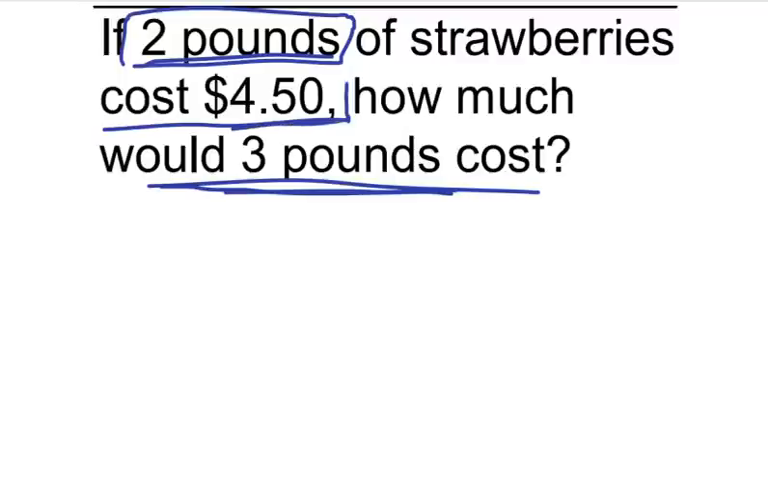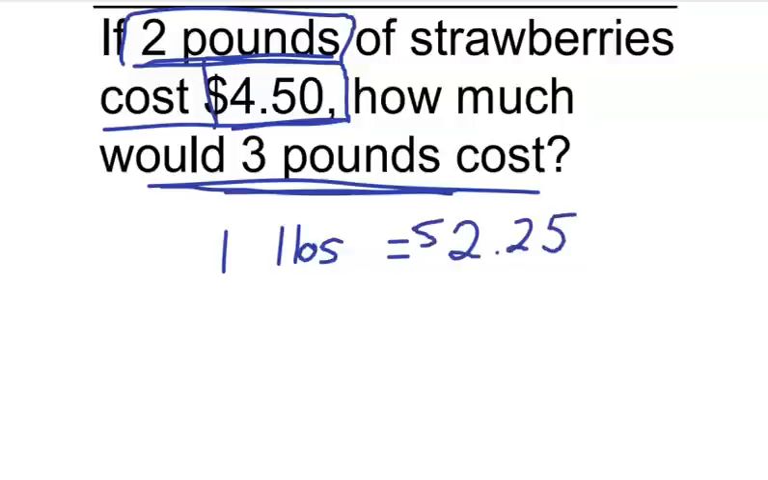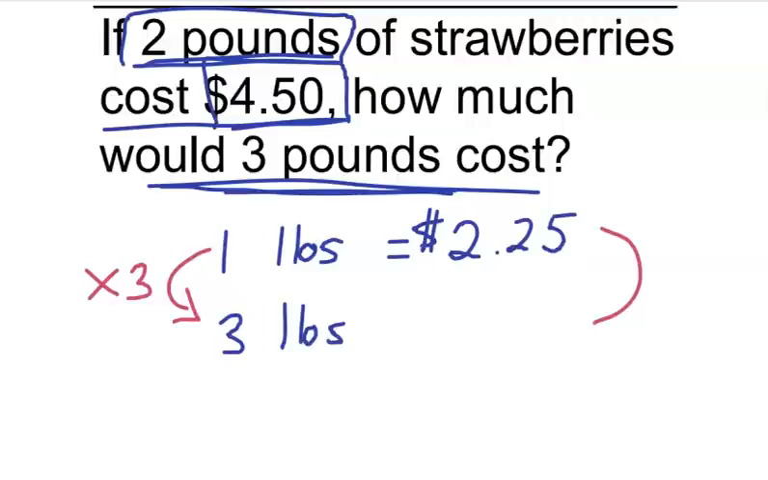Well, if 2 pounds is $4.50, I know that half of $4.50 is $2.25. So basically 1 pound is equal to $2.25. Okay, so if I want to get to what it costs for 3 pounds, to go from 1 to 3 pounds, we basically multiply by 3. So what would we have to do with $2.25? We'd have to multiply that by 3.